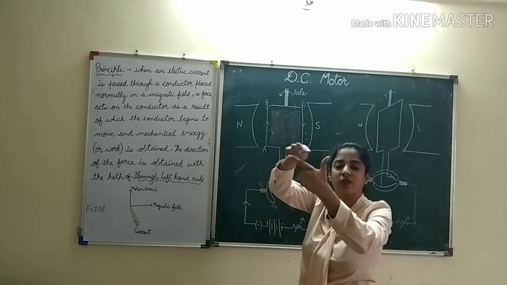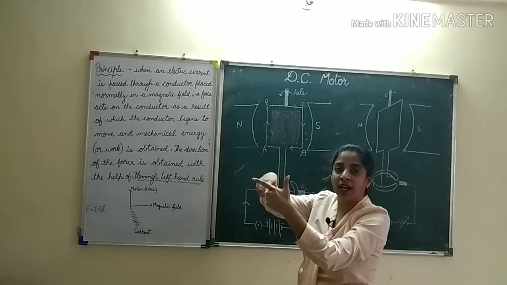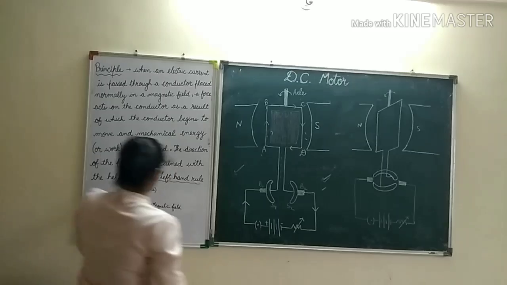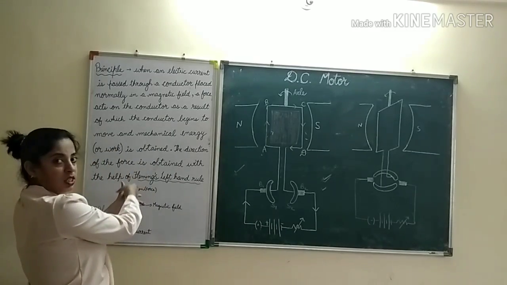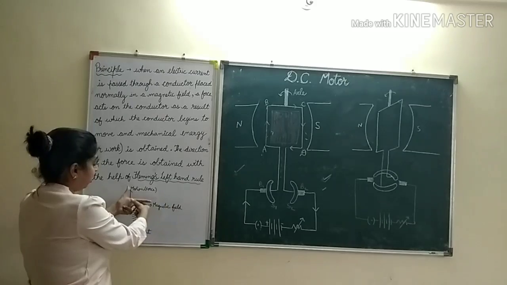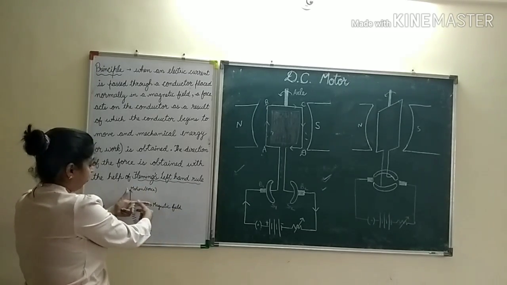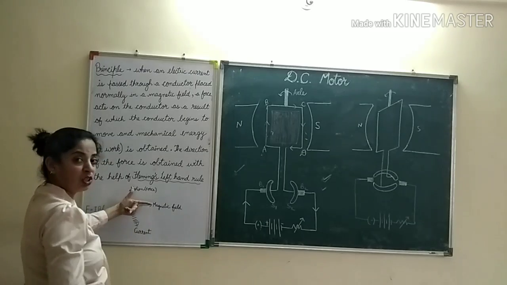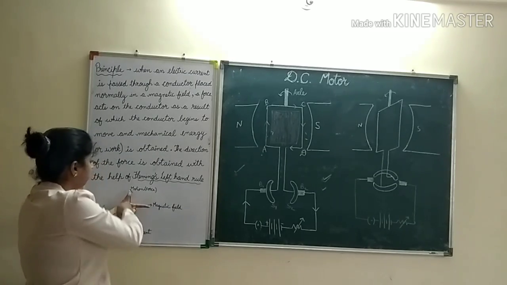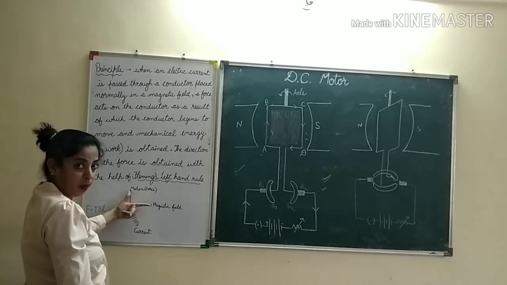That when you stretch the three fingers of your left hand in such a way that all are 90 degrees to each other, then at that time the thumb points in the direction of force, this finger, the index finger, points in the direction of magnetic field, and your middle finger points in the direction of current. So if you see here, my motion, magnetic field, and then my current is coming out of the plane.